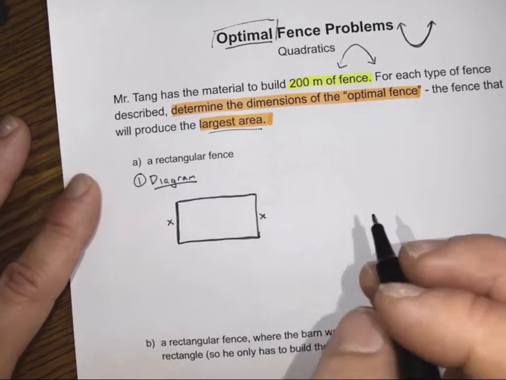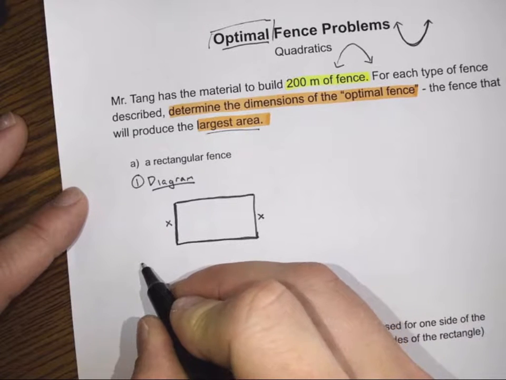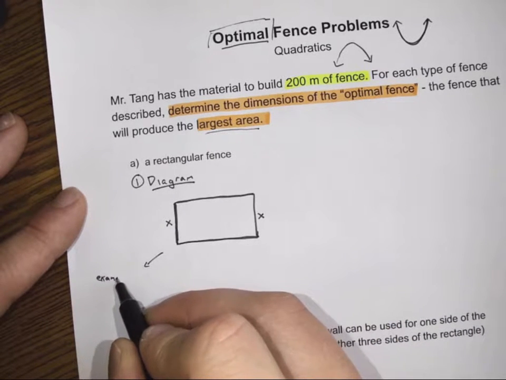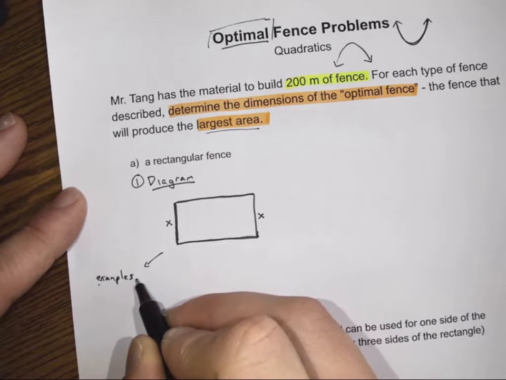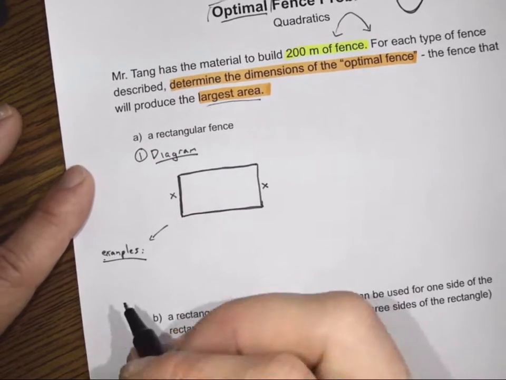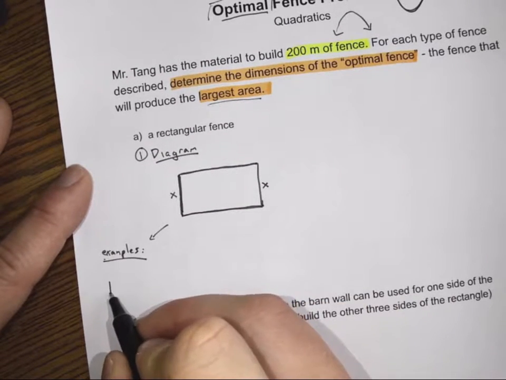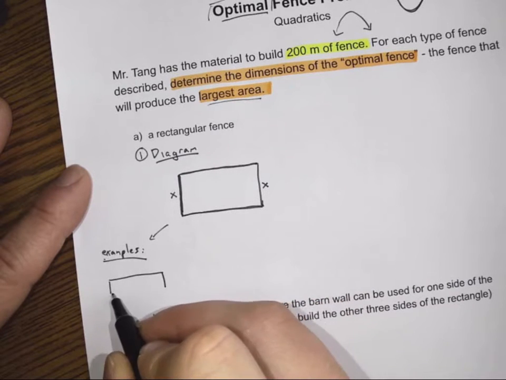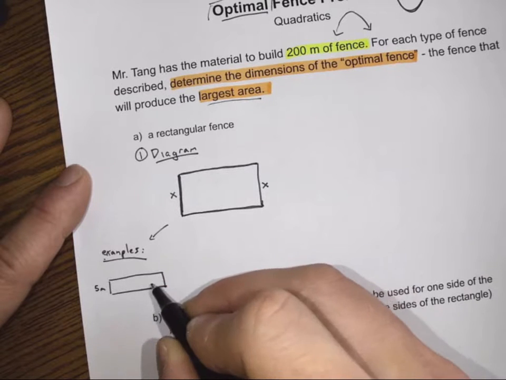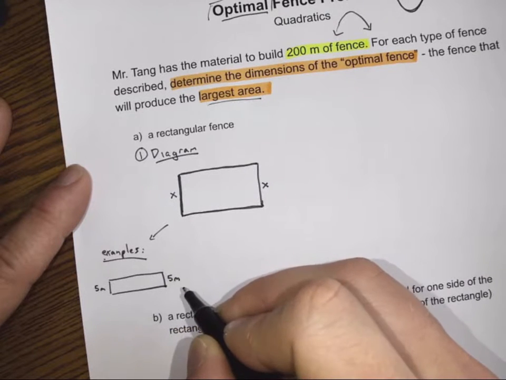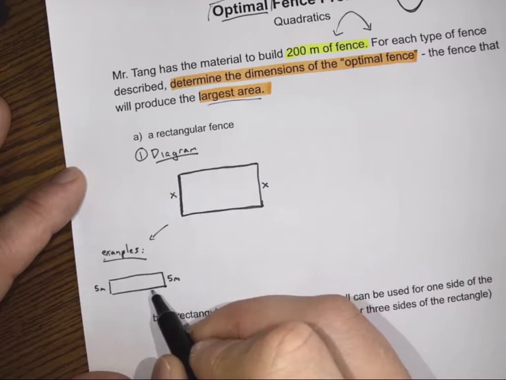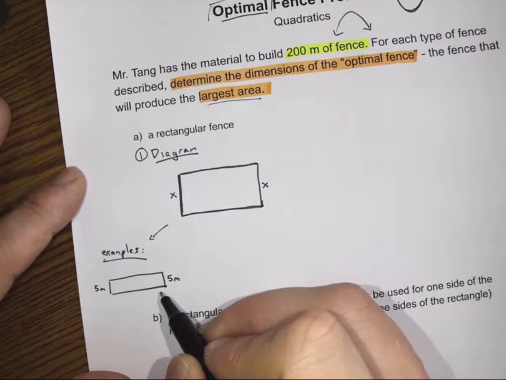All right, so how are we going to do that? I might take a second to think of some example rectangles that would satisfy this condition of having a total perimeter of 200 meters. So what might I do? Okay, I'll draw one like this. I'll choose a random length here, say 5 meters, and 5 meters over here. And the question is, if those are 5, how long must these sides be?